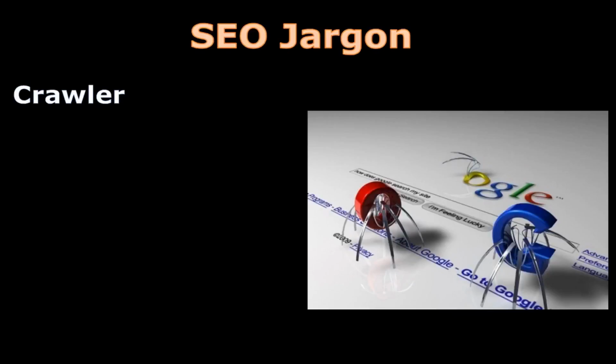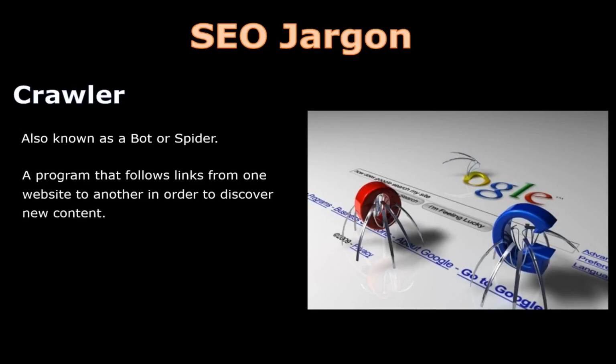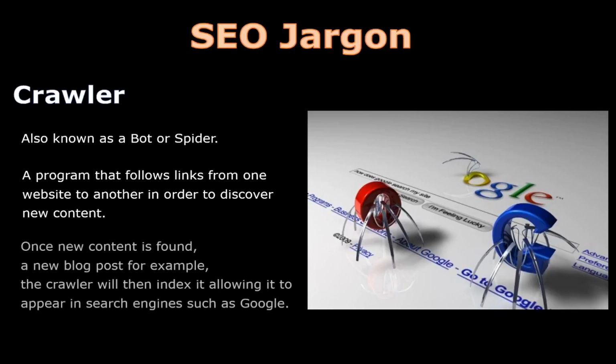We are going to start the training with some SEO jargon that you need to know and understand in order to gain a good understanding of search engine optimization. This image here is a great illustration to help you imagine what a crawler actually looks like. A crawler is also known as a bot or a spider. It is a program that follows links from one website to another in order to discover new content. Once new content is found, a new blog post, for example, the crawler will then index it, allowing it to appear in search engines such as Google.